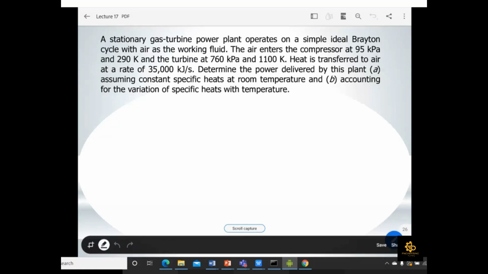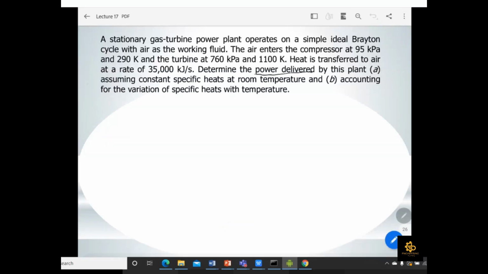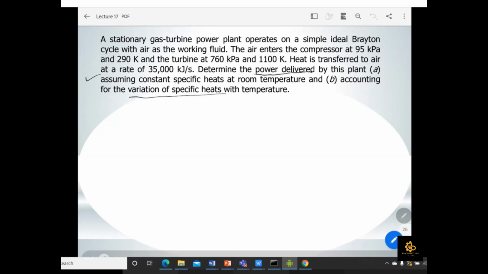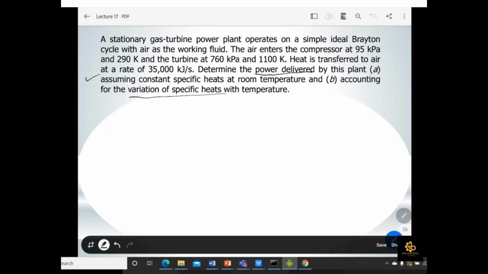Determine the power delivered by this plant, assuming constant specific heat at room temperature. We have to find this power delivered by using both assumptions, which are first constant specific heat and then variation of specific heat. Okay, so you have to note down the problem data, then we will move towards the solution.